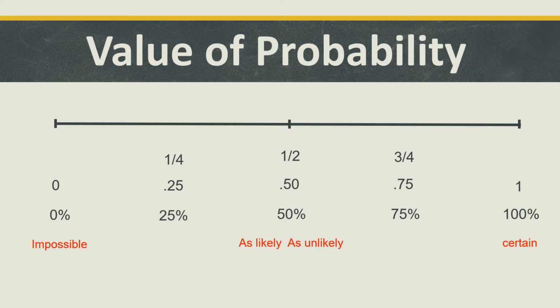Between 0% or 0 to 1/2 or 0.5 or 50% is unlikely to happen, while between 1/2 to 1 or 100% means likely to happen.